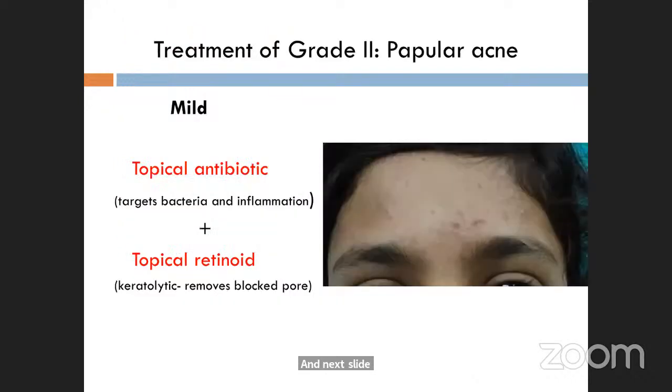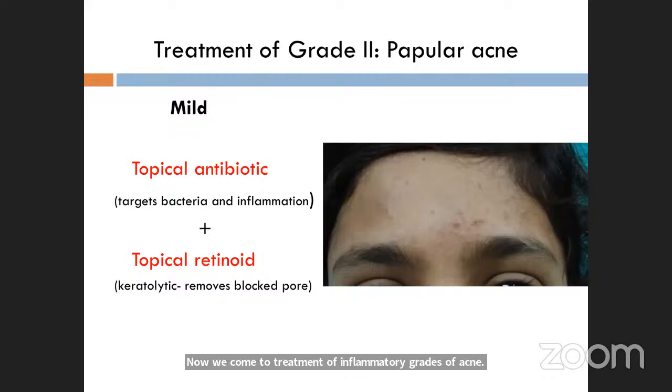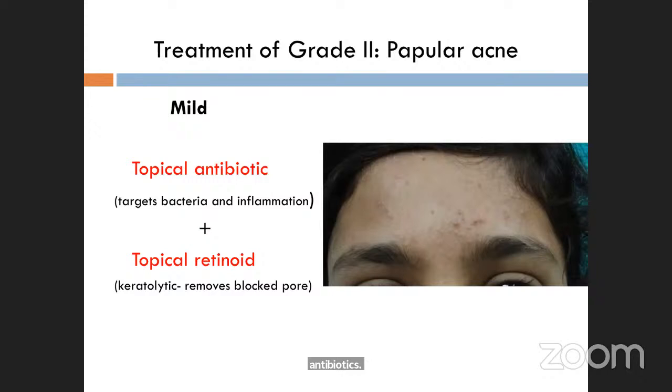Now we come to treatment of inflammatory grades of acne. That is from grade 2 onwards to grade 4. You know that bacterial infection and inflammation has set in. And now your role for topical antibiotics, oral antibiotics, and systemic retinoids, that is your isotretinoin, begins. So if you have grade 2 acne, how to choose between topical antibiotic or oral antibiotic? It is simple.